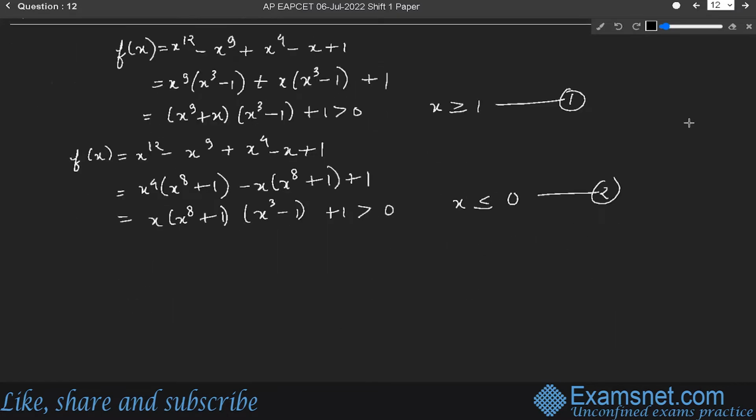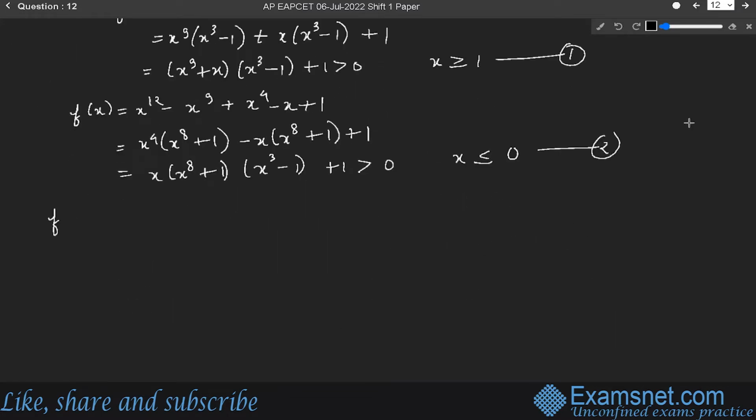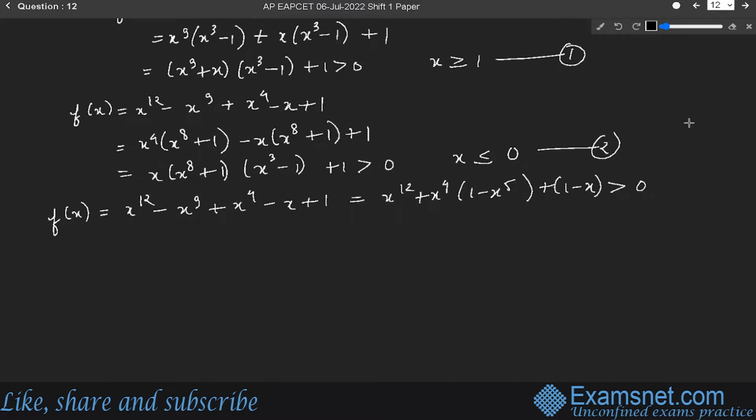Now, the next thing will be f of x is equal to x power 12 minus x power 9 plus x power 4 minus x plus 1. It can also be written as x power 12 plus x power 4 and then 1 minus x power 5 plus 1 minus x will be greater than 0. And this condition is for x belonging to 0 and 1. So let this be equation number 3.